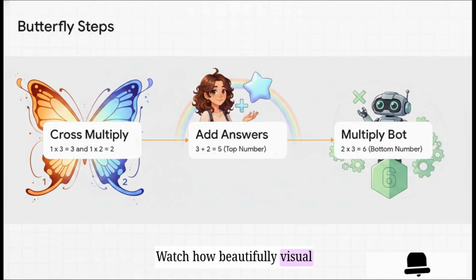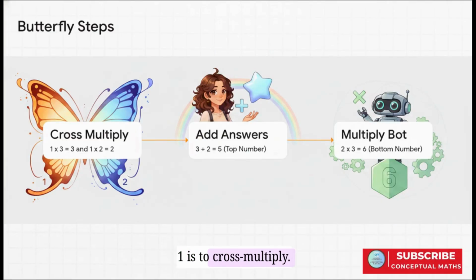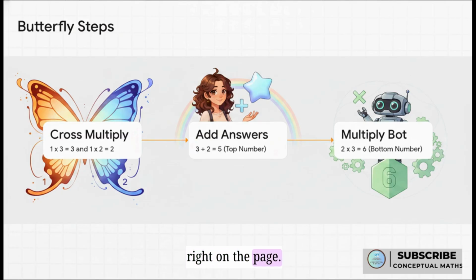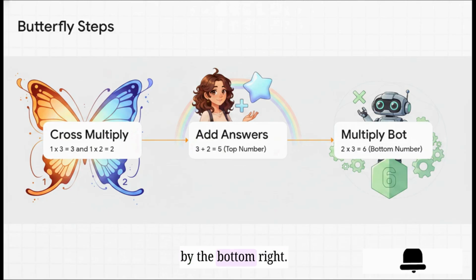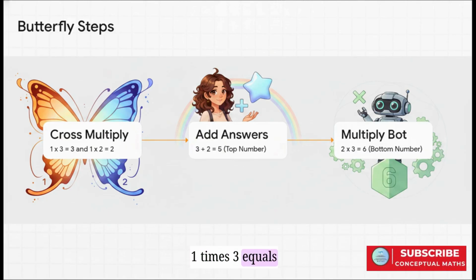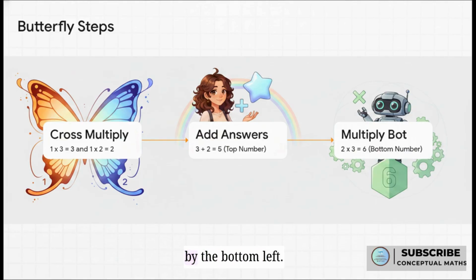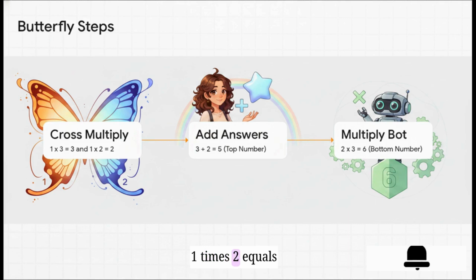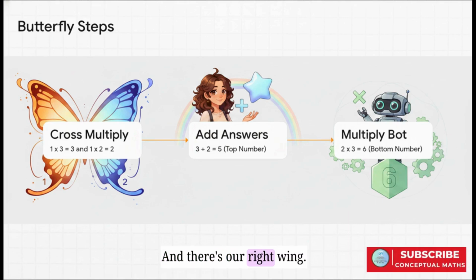Watch how beautifully visual this is. Step 1 is to cross-multiply. Imagine drawing the wings of a butterfly right on the page. We multiply the top left by the bottom right. 1 times 3 equals 3. Boom, that's our left wing. Then we multiply the top right by the bottom left. 1 times 2 equals 2. And there's our right wing.